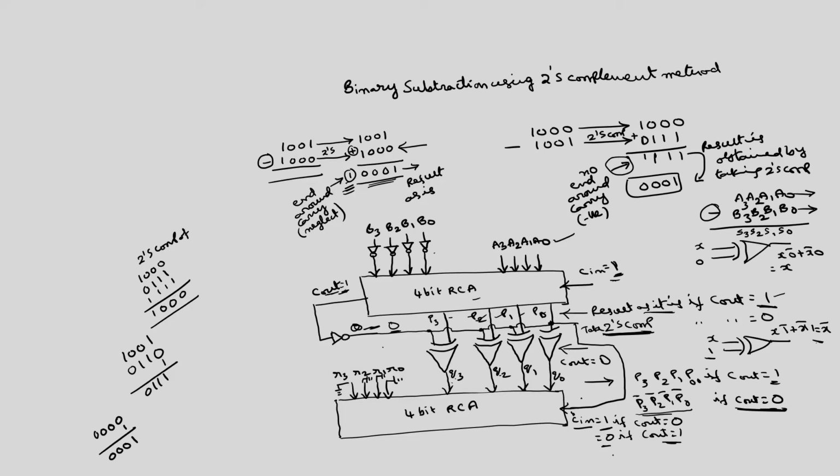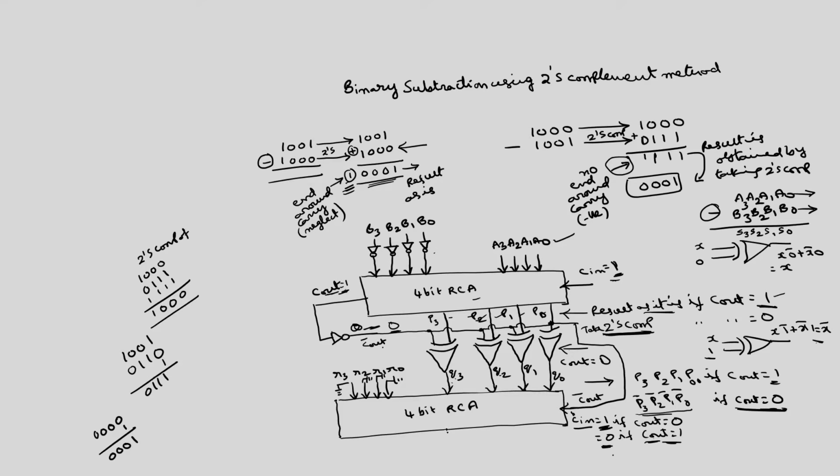This is nothing but C out bar. Whatever C out bar we obtain here, we have to connect here. So, when C out is equal to 0, C out bar is 1, so 1 will be added. When C out is 1, C out bar becomes 0, so 0 will be added. So, C in dash is simply C out bar.